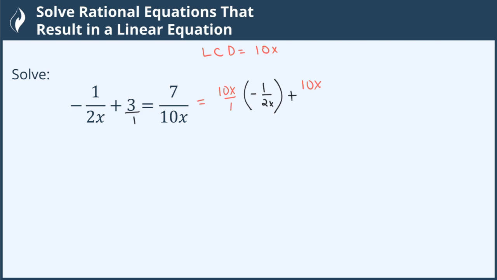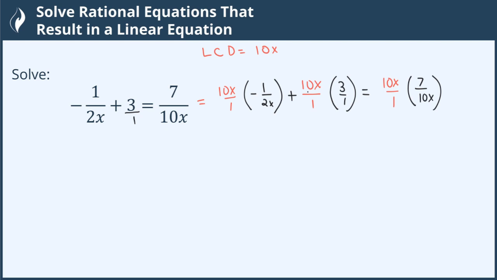Okay, so plus, and then this is going to be 3 over 1. And we're going to keep our placeholder here. And then we're going to do it for our last term as well. Okay, so I'm going to put equals here, and then I'm going to multiply it by the 7 over 10x. All right, so this is how it's going to work.